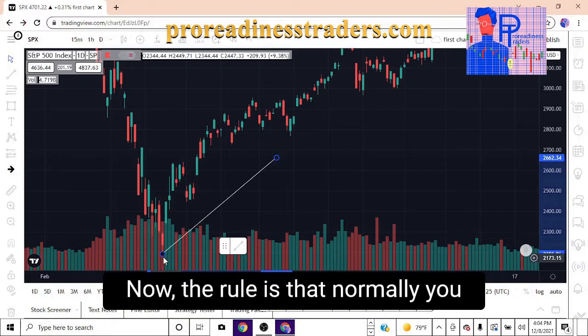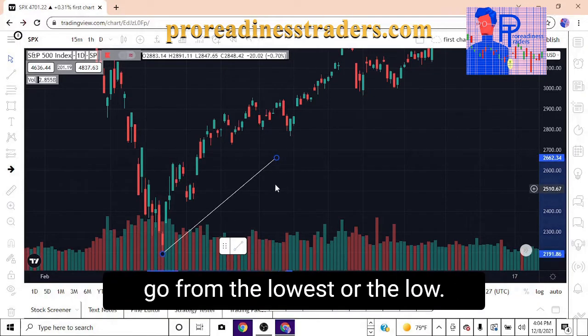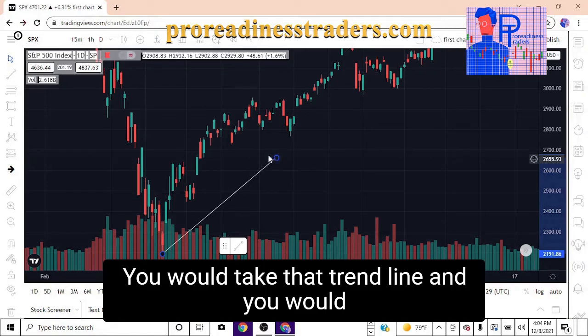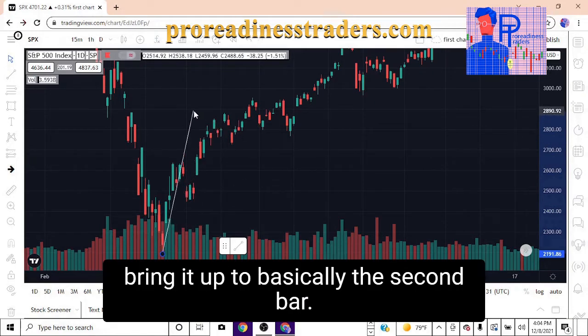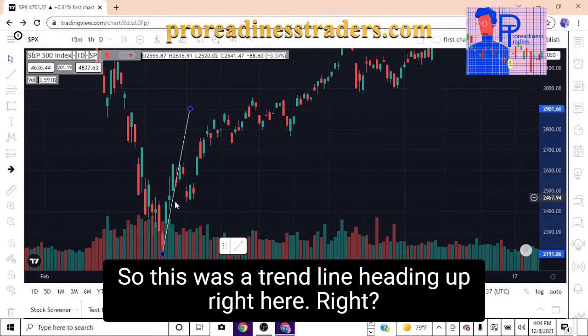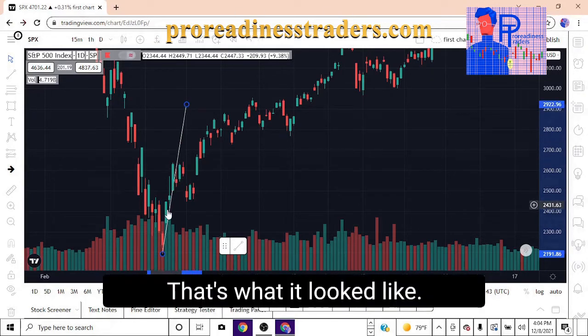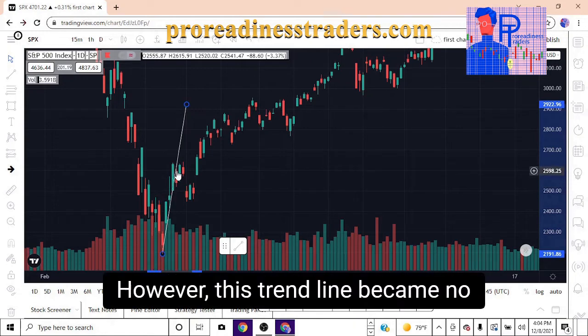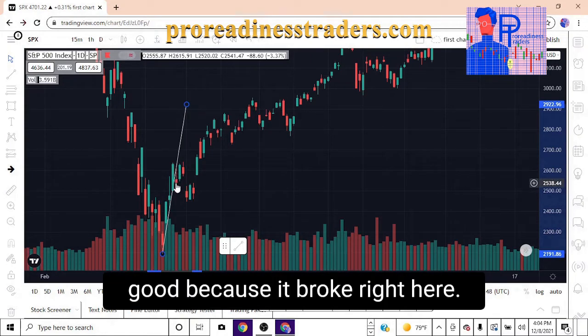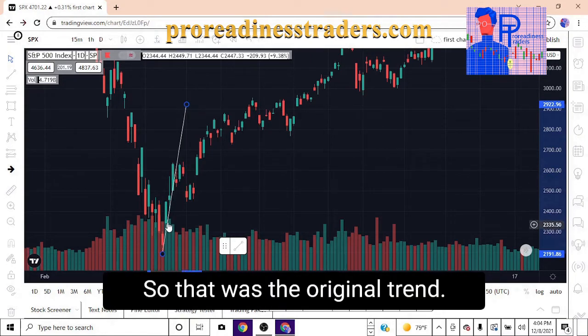Now the rule is that normally you go from the lowest of the low. You would take that trend line and bring it up to this, basically the second bar. So this was the trend line heading up right here, right? That's what it looked like. However, this trend line became no good because it broke right here. So that was the original trend.